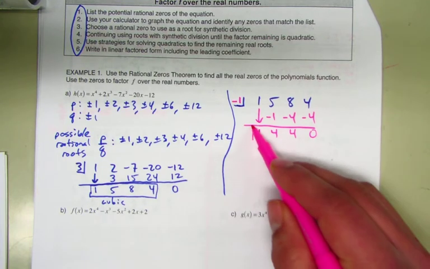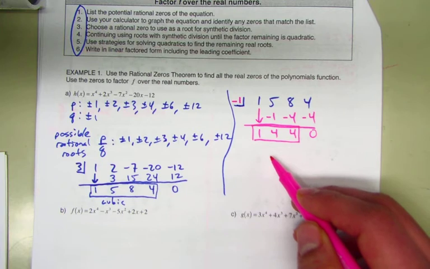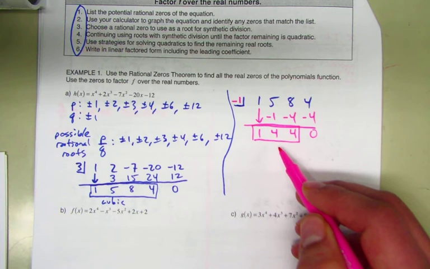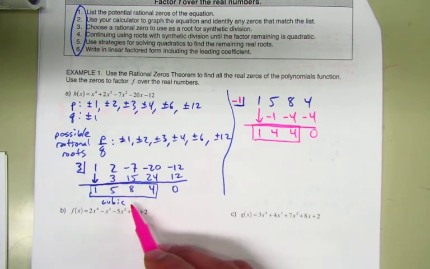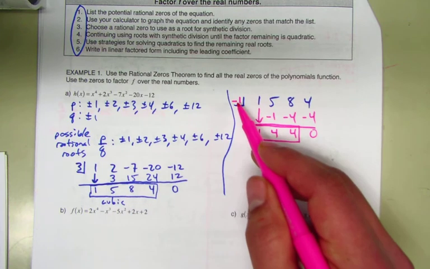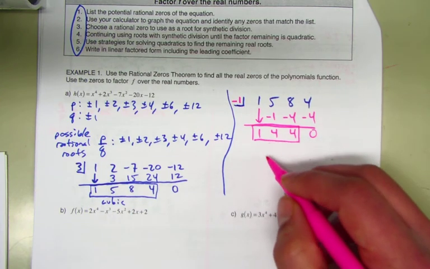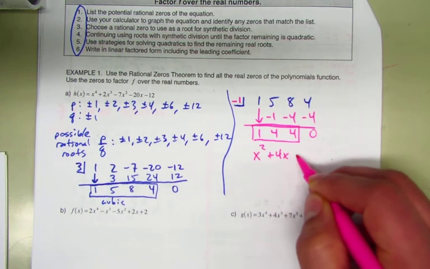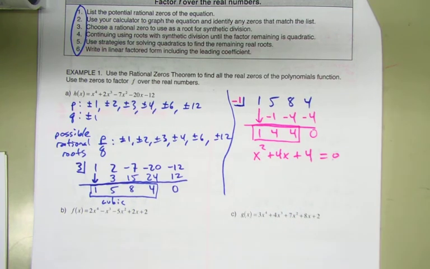But more importantly, what degree is this now? It started as a cubic, now it's quadratic. Does that make sense? We started with degree 4, we found one root, divided it, got it to a cubic, used another root from a calculator, divided it, now we got a quadratic. What does this translate to? X squared plus 4x plus 4. And then we just set that equal to 0 now.